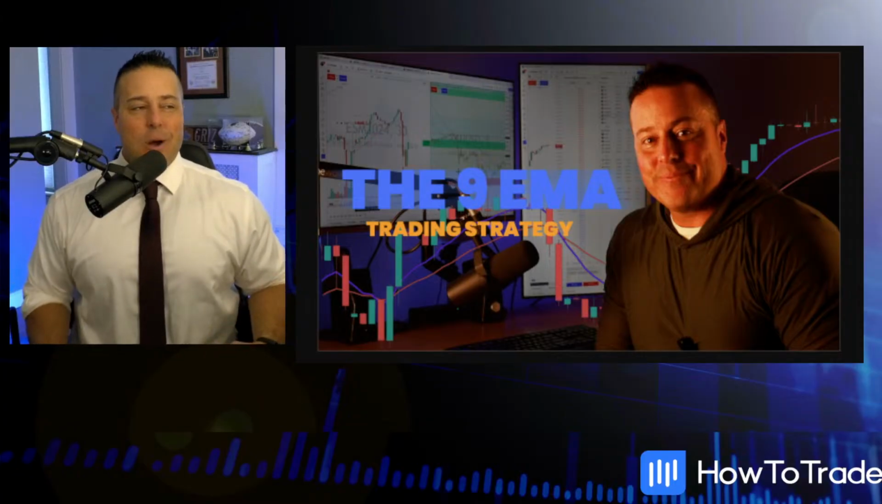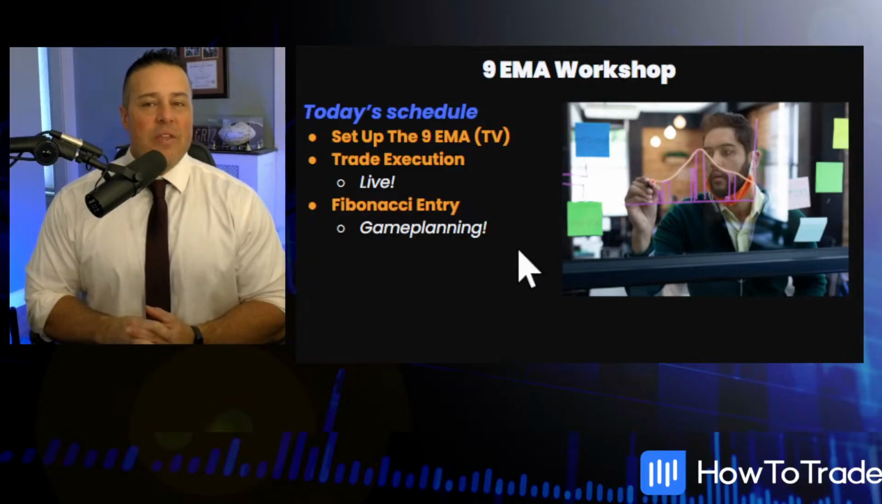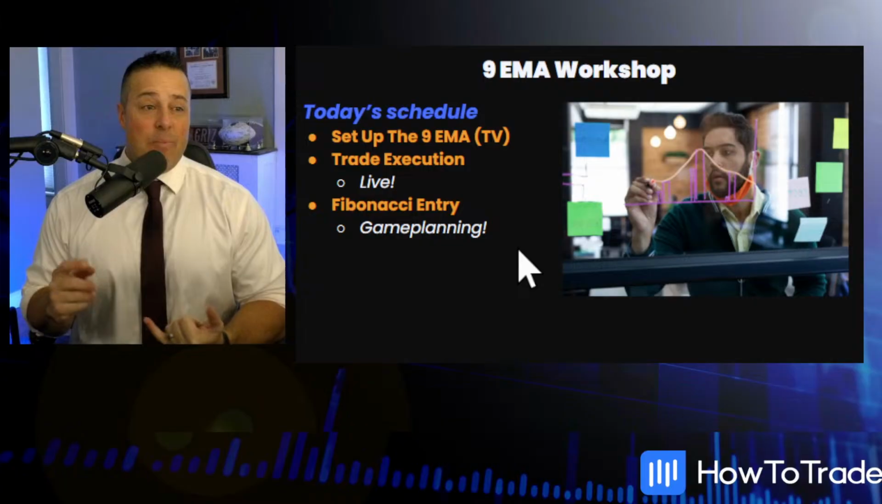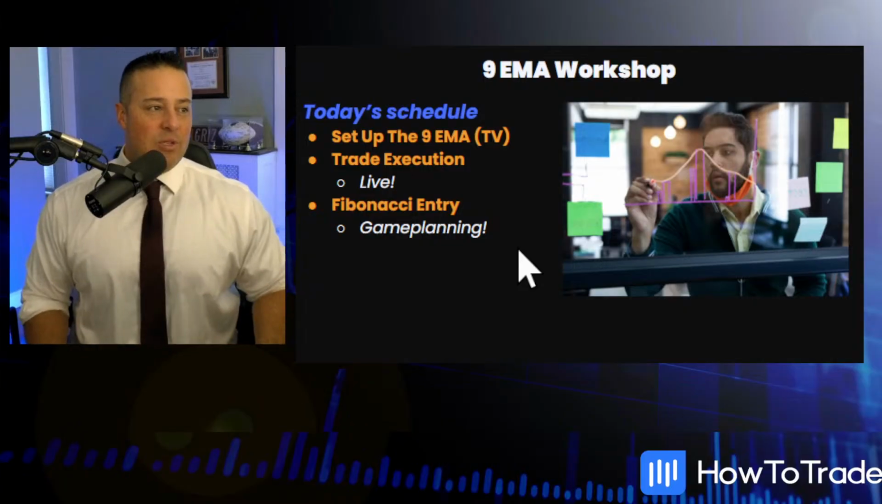I'm not going to stick to targets like we did for our tick scalping. I like to reserve that for my own strategies, but we are going to execute short-term positions using this 9 EMA. Right now I'm looking at the gold market, and it looks to me like it's target rich potentially for a trade here in just a minute. So what are we going to cover in this workshop? We're going to talk about today's schedule and the 9 EMA. I'm going to show you how to set that up on TradingView. Then we're going to do some trade executions, and maybe if we have time, we'll do some Fibonacci entries.